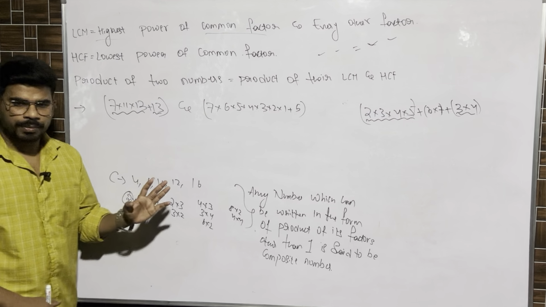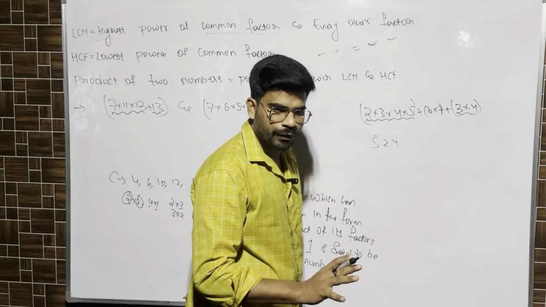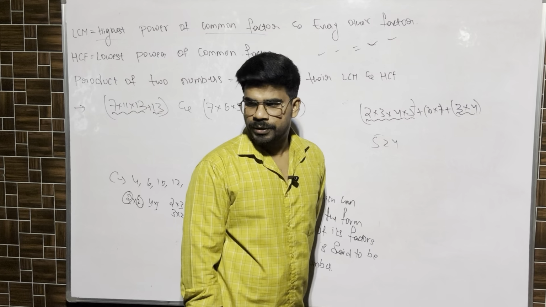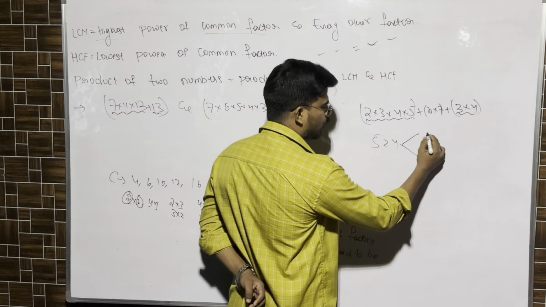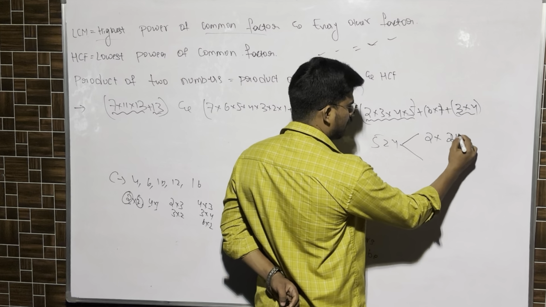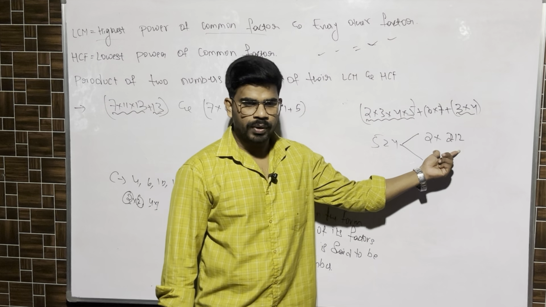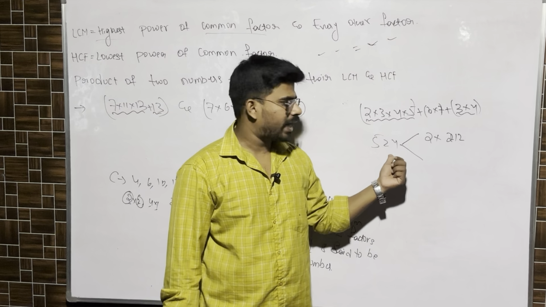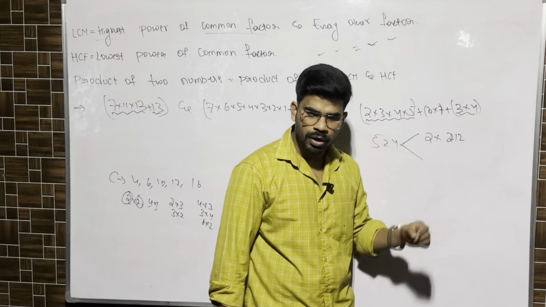In order to show a composite number, for example, this 524, whatever it is, I have to show this as a composite number. What will I do? I will write these numbers as a product of two numbers. 2 into something, 2 into 212. 2 and 212 are the product factors. I am writing 524 in the form of a product of its factors. So I am proving that it is composite.